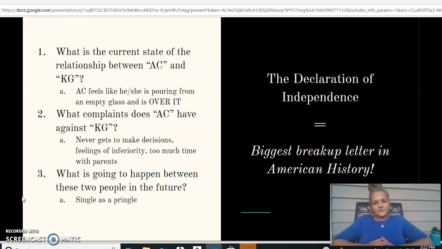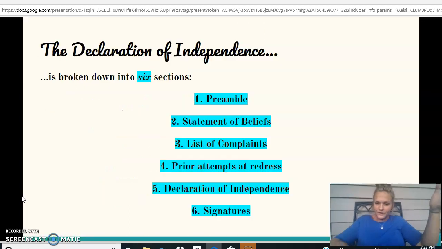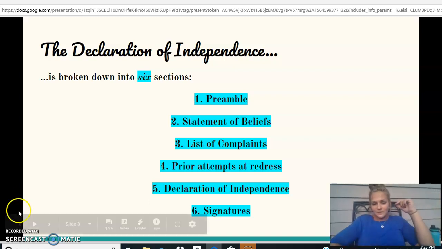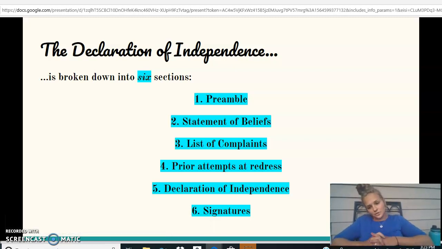All right. So to me, the Declaration of Independence is like the biggest breakup letter in American history. And I would explain that to my students and say, well, the Declaration of Independence is broken down into 6 sections, all of which are listed right here: the preamble, the statement of beliefs, the list of complaints, the prior attempts at redress, the Declaration of Independence, and signatures. All right? The breakup letter is also broken down in that way.